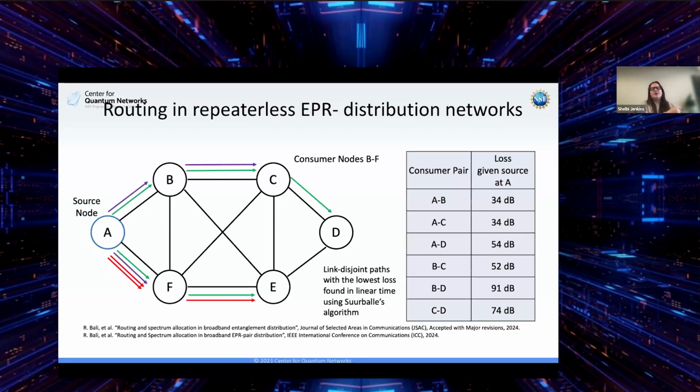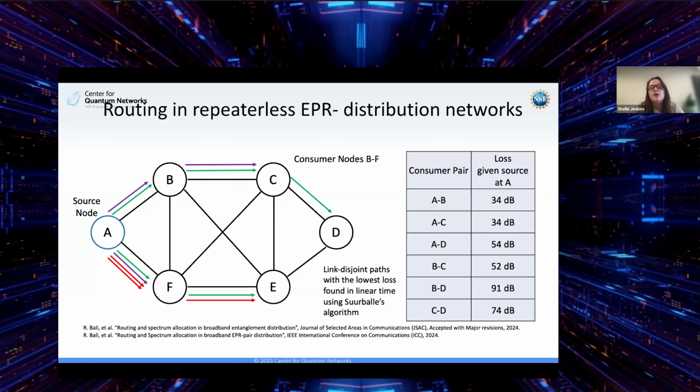Okay, and then really quickly, this is some work that we've done modeling quantum networks and how to distribute EPR pairs across the network. Here we have what we call a toy network, where we have source node A, which is also a consumer node, and then we have consumer nodes B through F. Let's say all of these consumer nodes are requesting pairs, and we want to effectively get a fair amount of EPR pairs across the consumer nodes. There are two things that we look at here. One of them is routing, so how much loss you get from following different routes, and then we look at spectrum allocation.